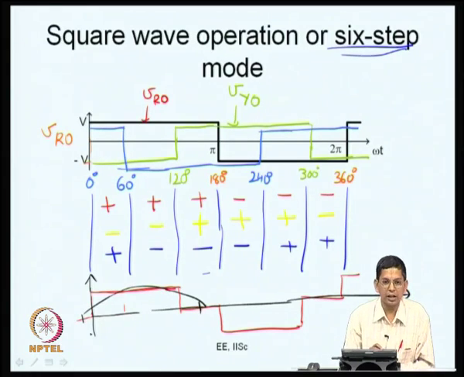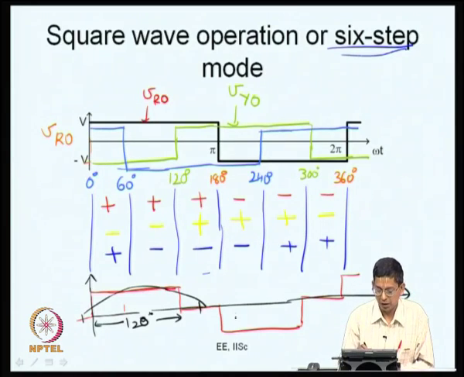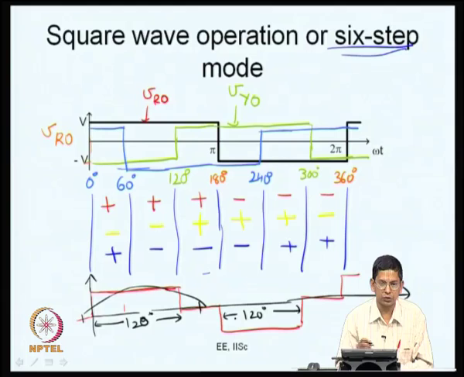So, for the first 30 degrees in the positive half cycle, VRY is 0, and the last 30 degrees in the positive half cycle, once again it is 0, and in the middle 120 degrees of the half cycle, VRY is going to be a positive pulse. The same way, you find this negative pulse for a 120 degree duration. This is how the VRY waveform looks, and VYB will look similar, just shifted by 120 degrees, and VBR is also going to look the same, further shifted by 120 degrees.